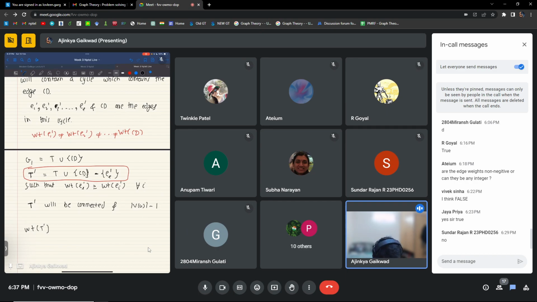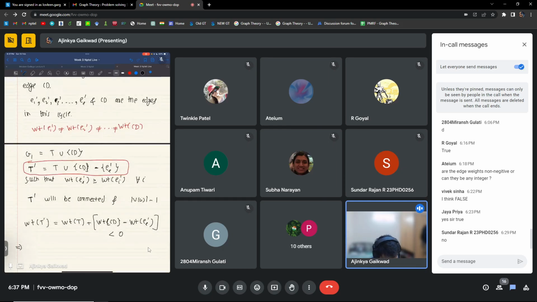So now the weight of T prime will be the weight of tree T plus the weight of the edge CD that I have added minus the weight of EL prime. Now I know that the weight of CD is less than the weight of EL prime. That means this quantity is less than 0. It means it is negative. This implies that the weight of T prime is less than the weight of T.